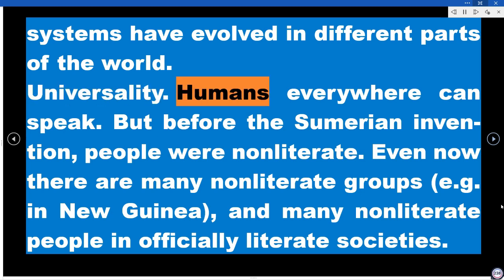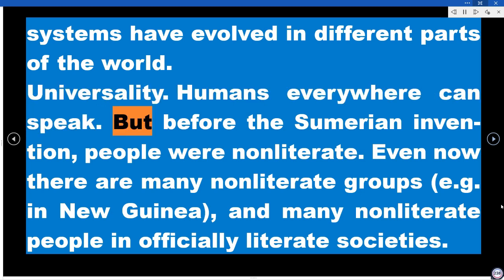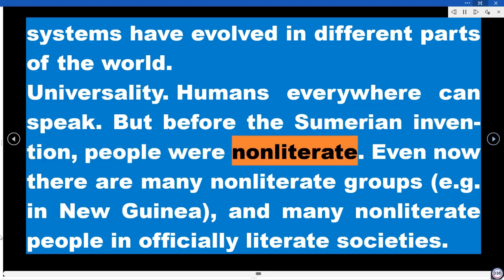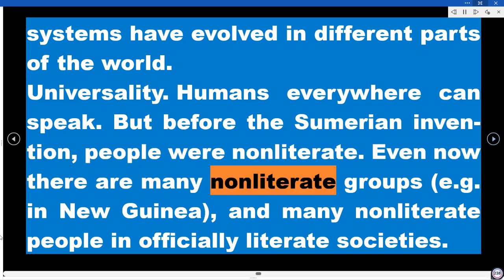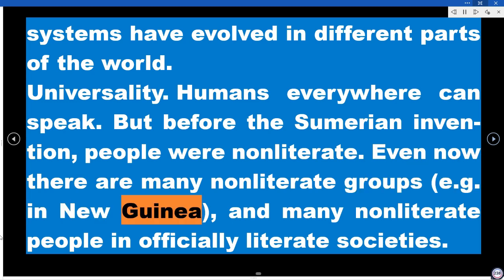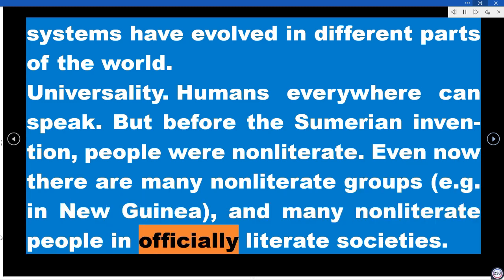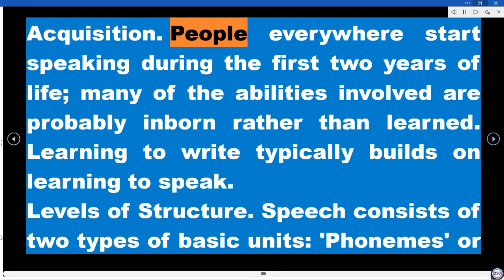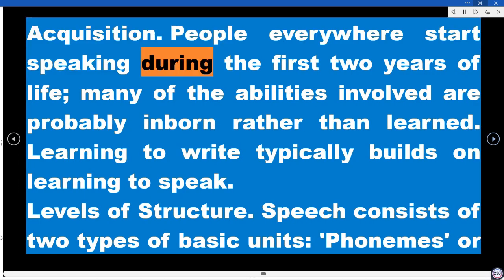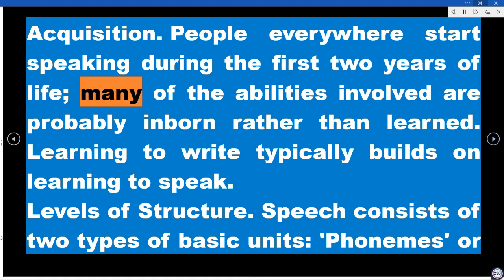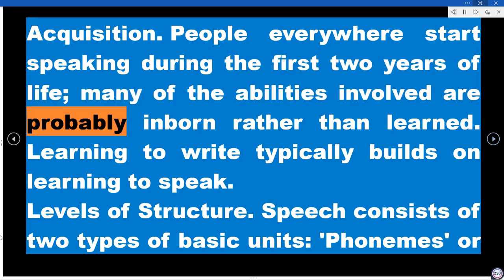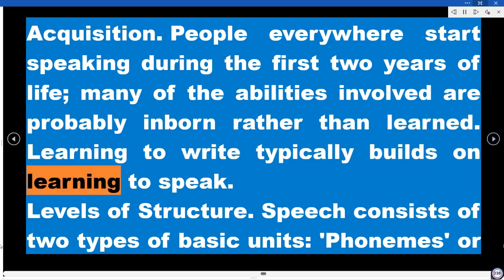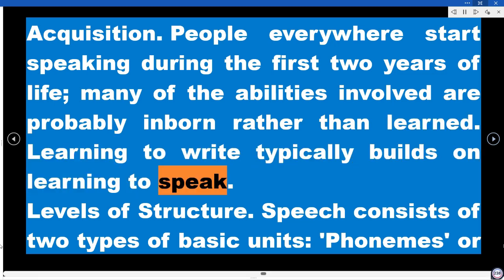Universality. Humans everywhere can speak. But before the Sumerian invention, people were non-literate. Even now there are many non-literate groups, for example in New Guinea, and many non-literate people in officially literate societies. Acquisition. People everywhere start speaking during the first 2 years of life. Many of the abilities involved are probably inborn rather than learned. Learning to write typically builds on learning to speak.